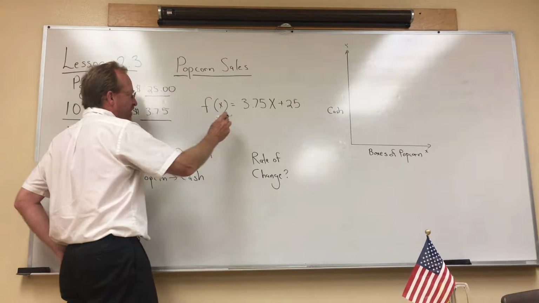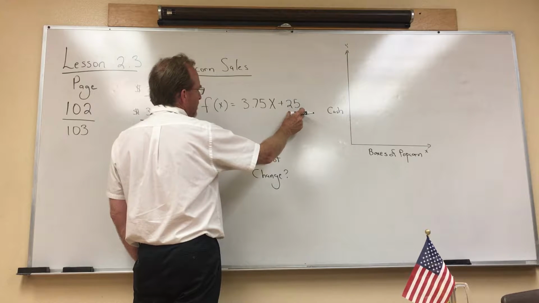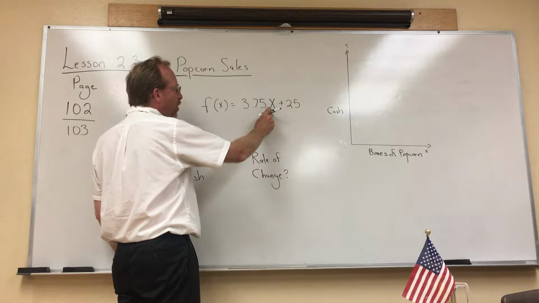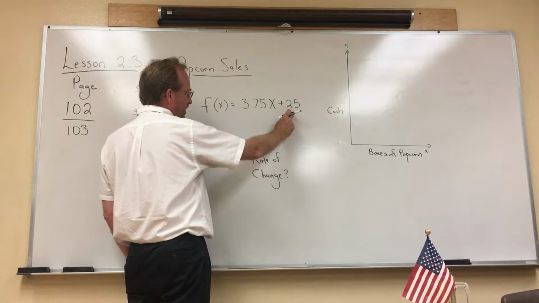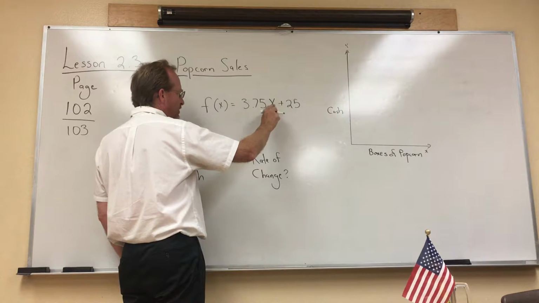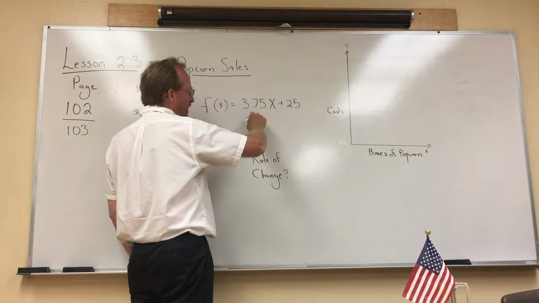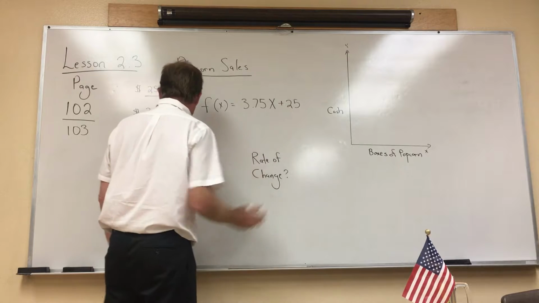And now you've got a function that works because every kid starts off with $25. So even if he sells no boxes of popcorn, he still has $25. If he sells one box, you add $3.75 to the 25. 2 boxes, you multiply that times 2, etc., etc.